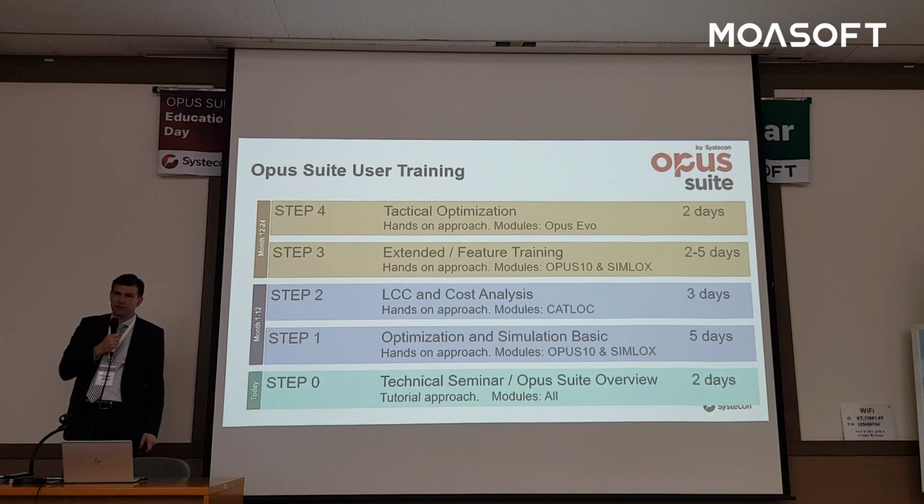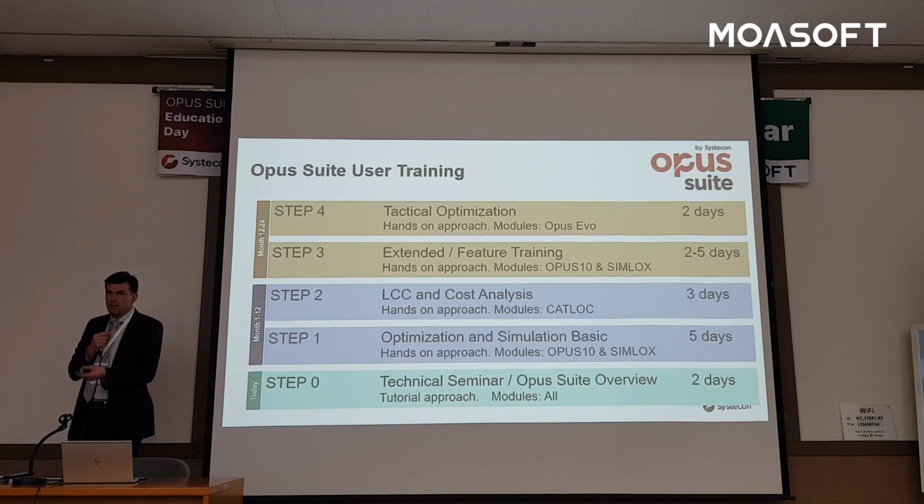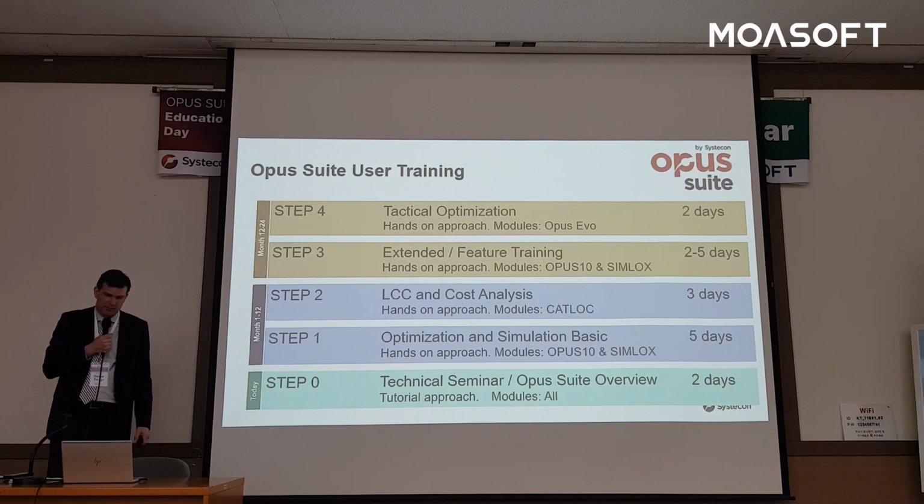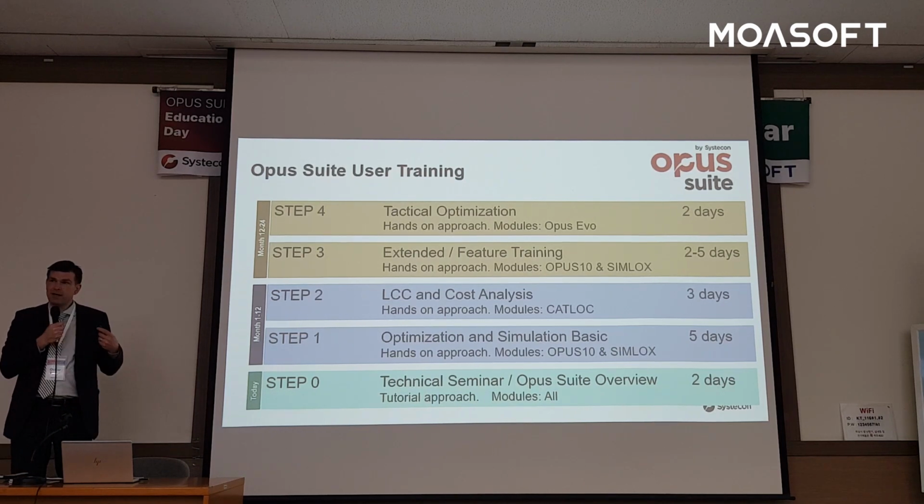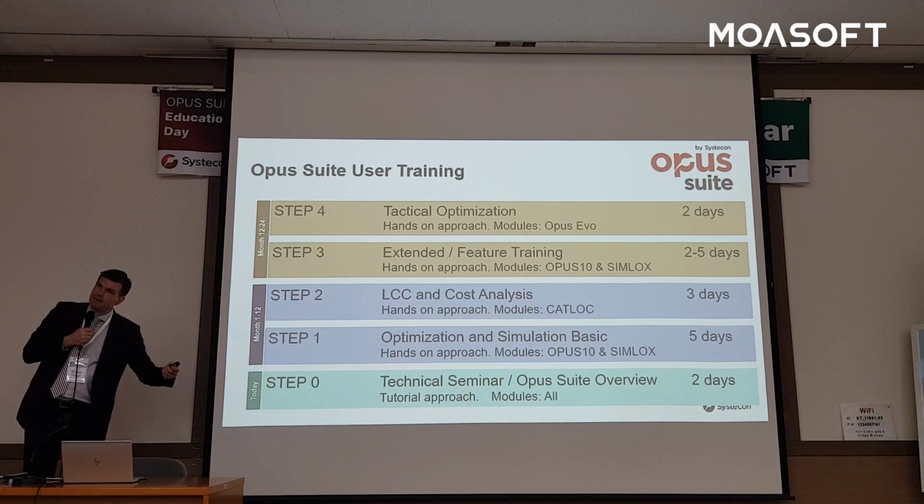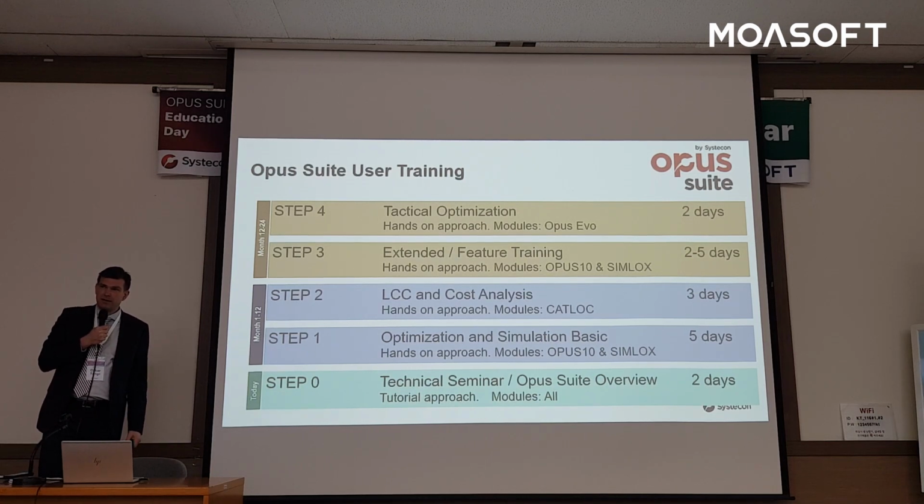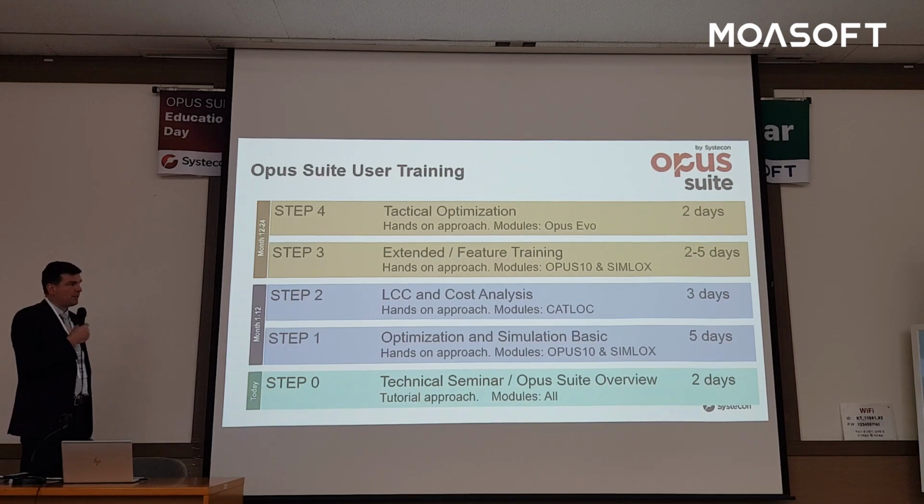capabilities that Margaret showed you, or the functional block diagrams, or advanced preventive maintenance planning, task modeling, and all those things. There are many different areas where you can get deeper and build specific capabilities in OPUS Suite, and those are called extended or feature training. So I think it's a good idea to add that after some time.